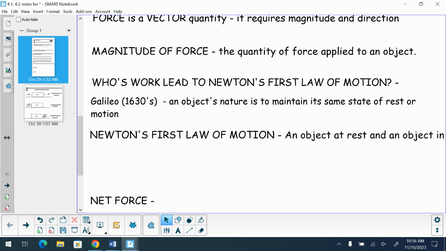In 1630, Galileo Galilei stated an object's nature is to maintain the same state of rest or motion. That's all he said. An object's nature is to maintain the same state of motion.